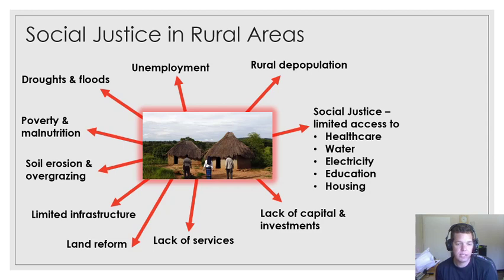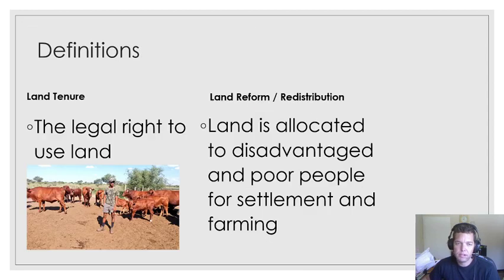And part of the challenge is actually providing access to or solving these problems. If we work on solving those problems, then that's how you impart social justice into rural areas, especially in terms of those 5 needs on the right: healthcare, water, electricity, education, and housing. We need to make sure that we provide those to rural areas so that people's lifestyles can be maintained and people's quality of life can actually be upheld. Okay, so before we get into the land reform, we just need to go into some definitions.